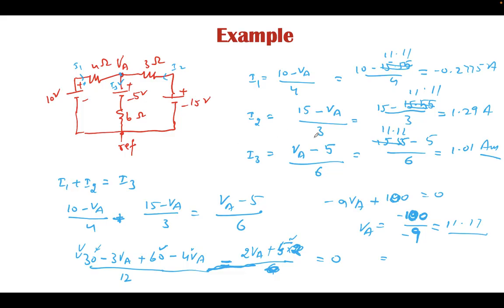Hence we calculated I1, I2 and I3, and from this analysis I1 plus I2 must equal I3. Here I1 plus I2 is 1.29 minus 0.2775, which is equal to 1.01, and hence this equation is satisfied and we have calculated the values of current.